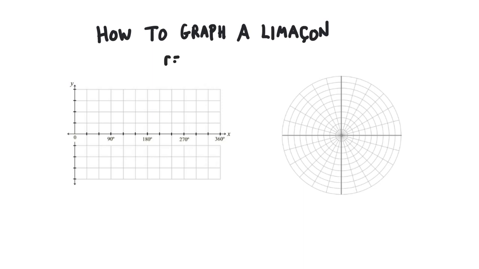So here's a quick video about how to graph a Limacon, which is not so hard to spell, but is harder to pronounce. The example that I'll use is r equals 3 minus 6 sine of theta, and the strategy will be the same as with the cardioid.